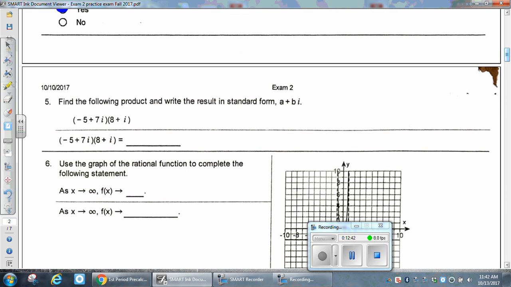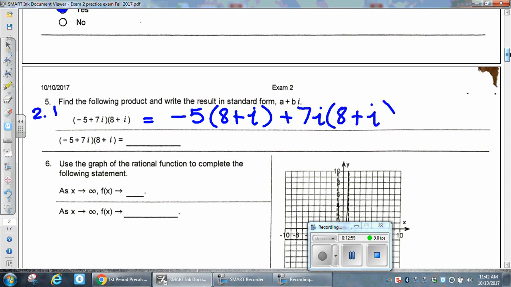This is section 2.1. Make sure that you multiply. So you will be multiplying the negative 5 times the a plus i, and then you will multiply the 7i times the a plus i, like if you were foiling. We know that's not a real word, but you know what I mean. Make sure you simplify, combine like terms, and anytime you see an i squared, you replace that with a negative 1, please.